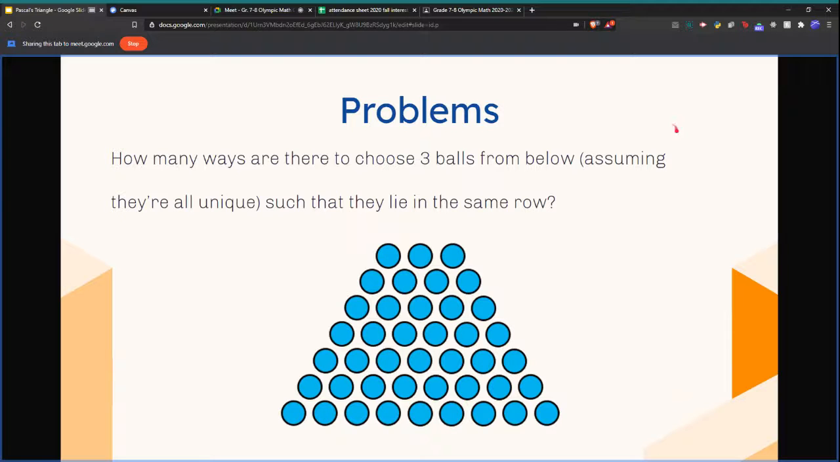And just as a hint, look at each row. Here's the first row, you have 3 balls. Here you have 4 balls, and it increases by 1. So express the number of combinations in each row in choose notation and add them together. And you'll figure out that you can simplify that.